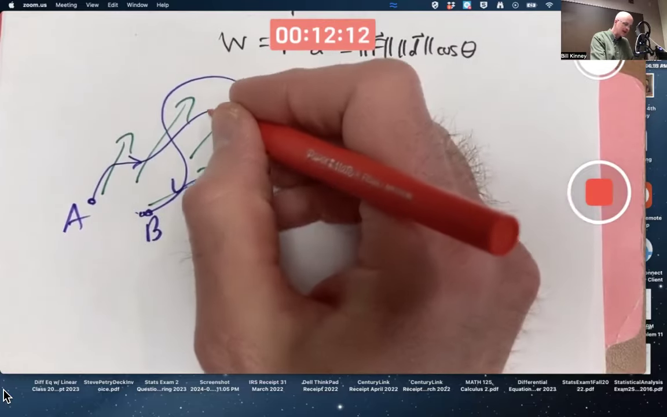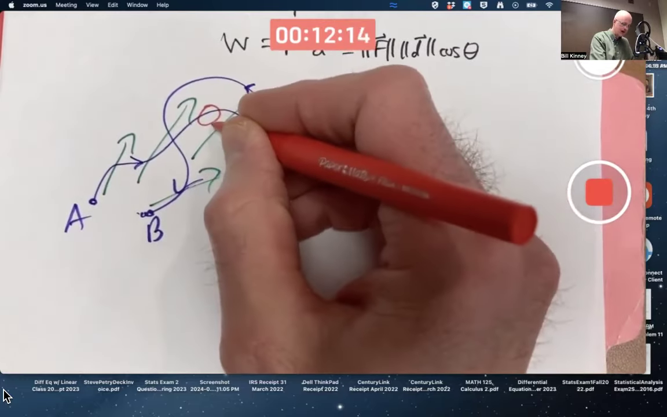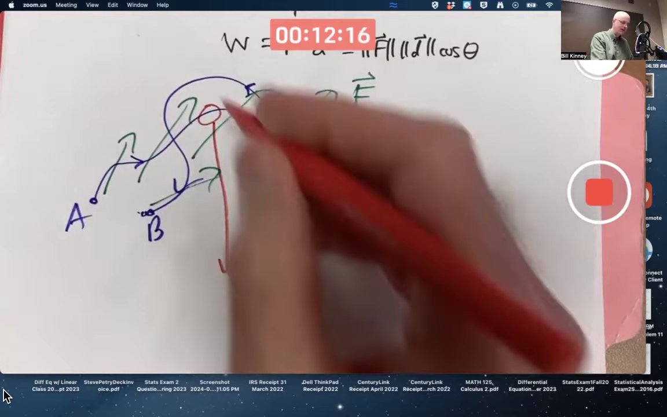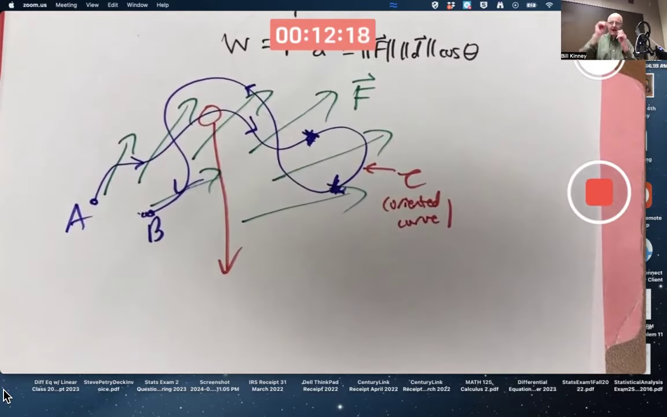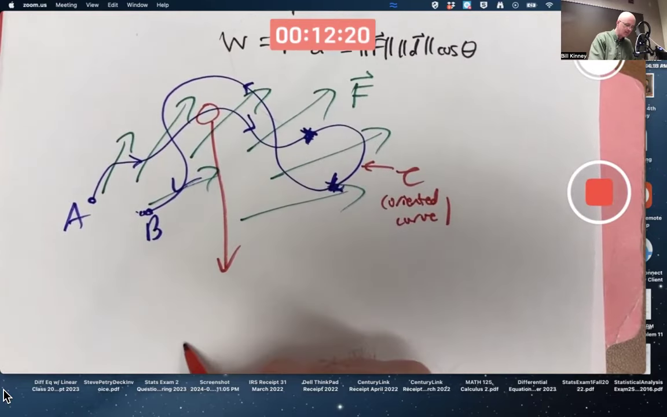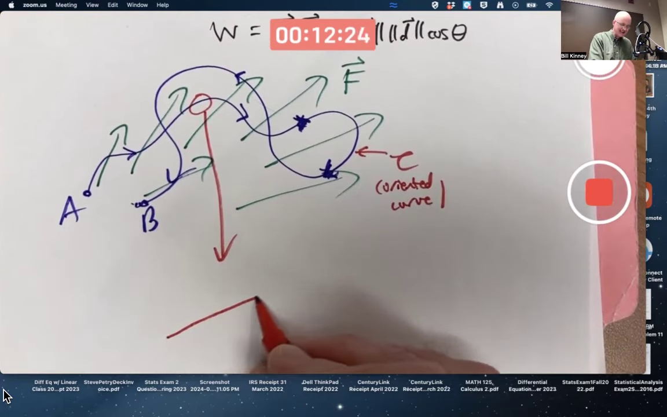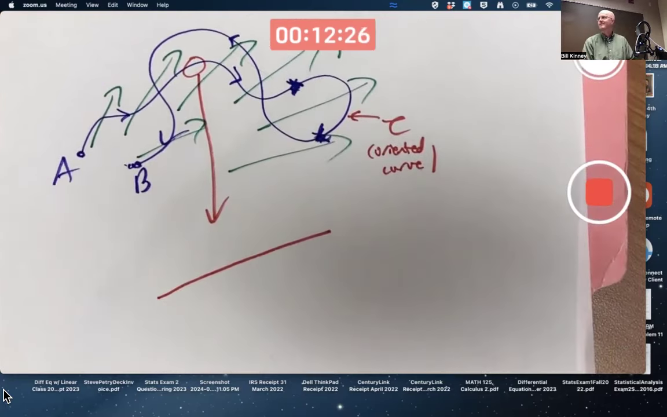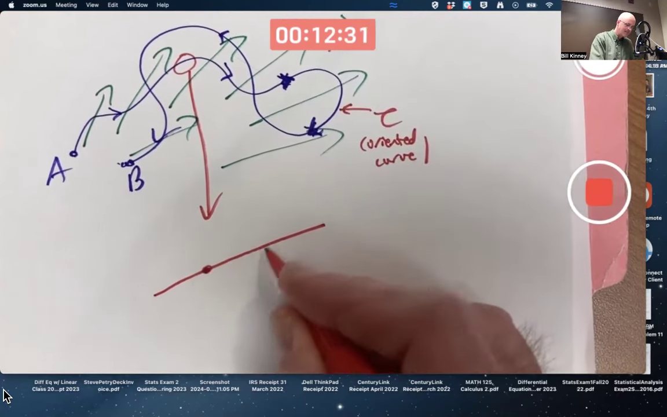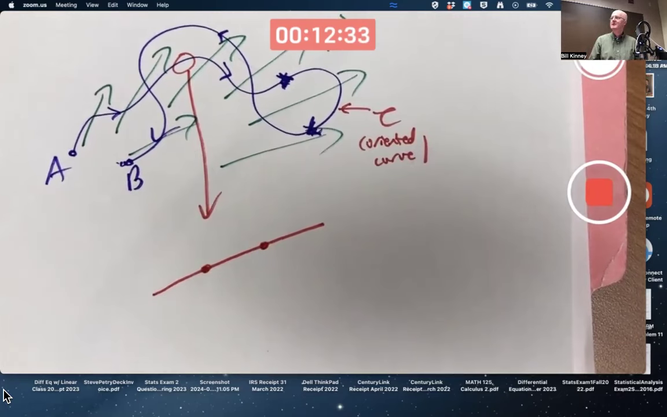Imagine zooming in on a small piece of the curve, say right there. I've made this a fairly large chunk, but imagine it's infinitesimally small so that it looks straight or almost straight. I'll make it slightly curved. We're zooming in there, and imagine a small amount of time has gone by.